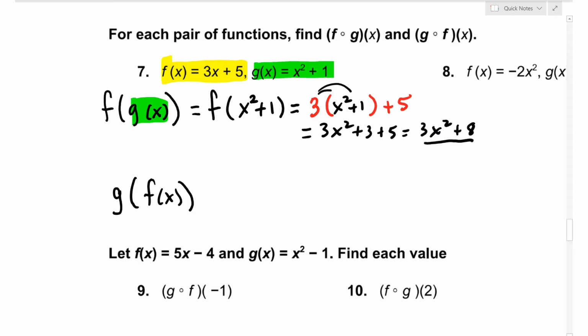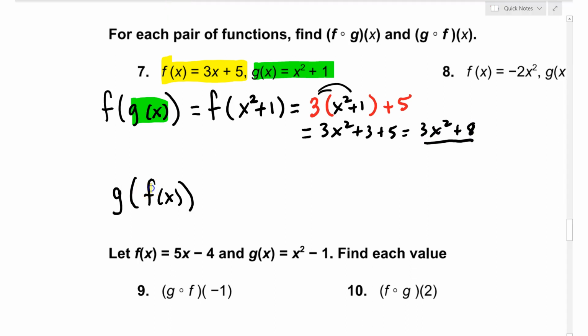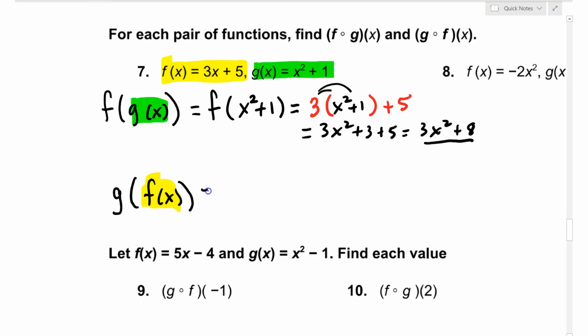So now we're going to go ahead and do the opposite. And we have f of x now as the input. So we have g, and the input for f is 3x plus 5. So now the input has to be squared, and then you have to add 1. So you have 3x plus 5 to the second power plus 1.